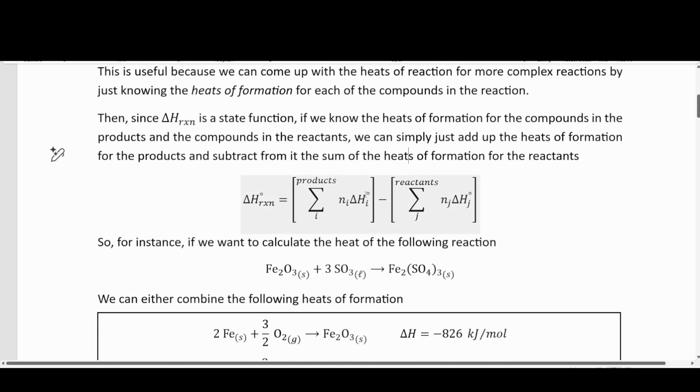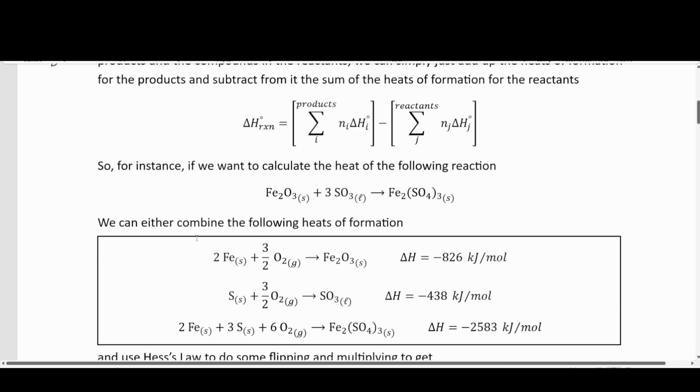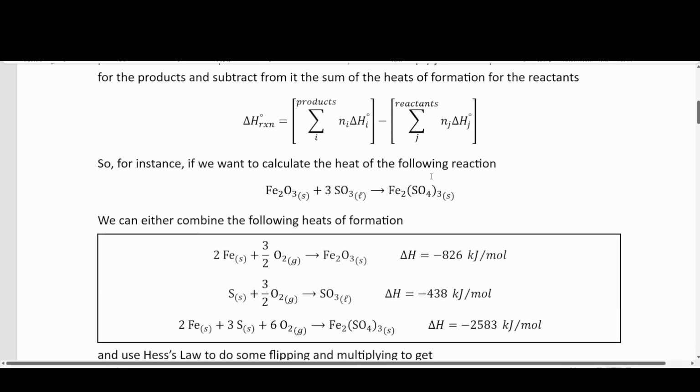So that looks like this. In the first square brackets here, we're just adding up the molar amounts times the molar enthalpy for the products, then we just subtract off the same thing for the reactants here. So for instance, if we want to calculate the heat of this reaction right here, where we have this iron 3 oxide plus this sulfur trioxide becoming this iron 3 sulfate right here.